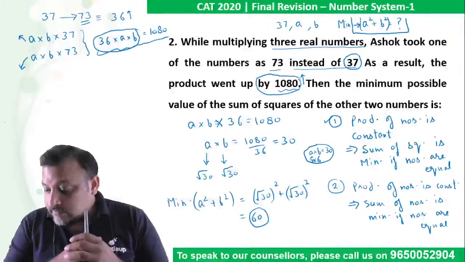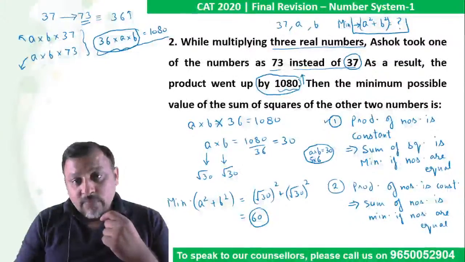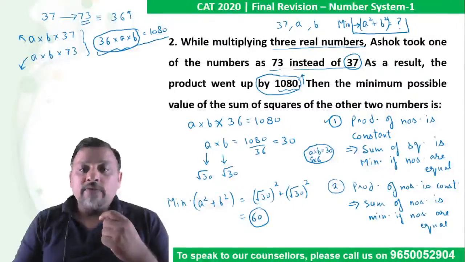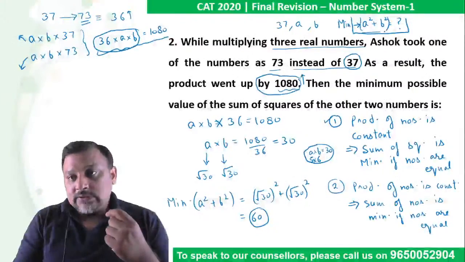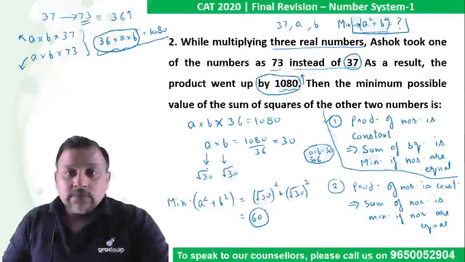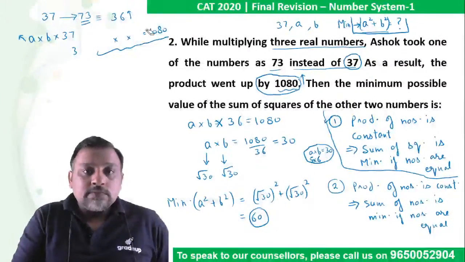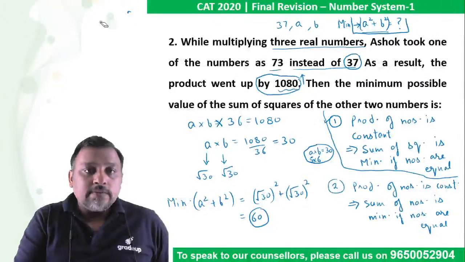Okay, Manoj. Okay, Nikita. So see, once we have got this, that a into b into 36 is 1080, we will also get a into b is 30. And I need to find the value of this. Then read this statement. See, Nikita, I will explain this with an example.